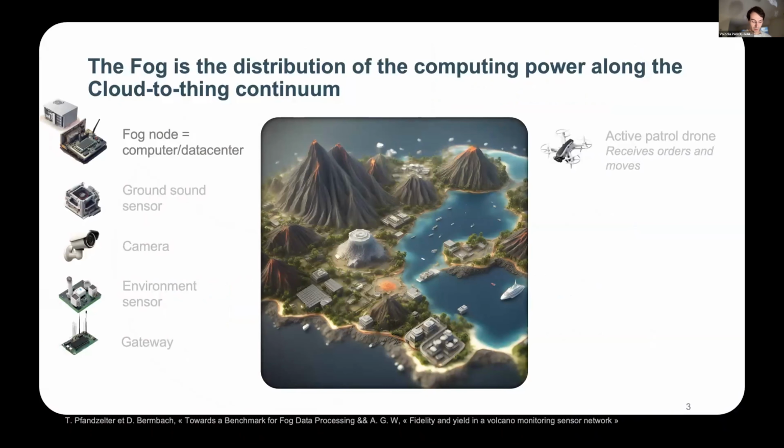About the fog, the best illustration is actually to use a case study. Here is a volcano case study where we want to monitor a volcano with different IoT sensors. We're talking about around 300 sensors around this particular volcano on an island, including ground sound sensors, cameras, and so on.